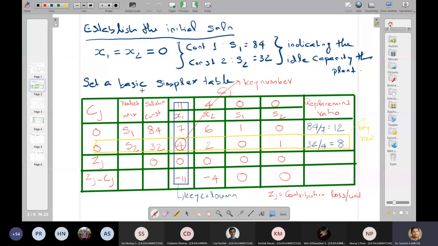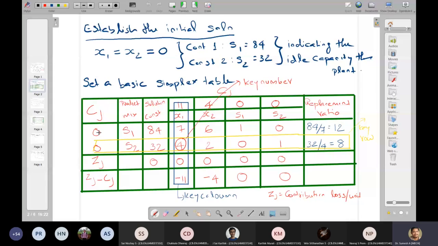the simplex table. Okay, the Cj values from the objective function are written. Your constraint values are written. The idle capacity is entered into the product mix column. Corresponding Cjs are entered. Next column is Zj. Zj is nothing but the Cj value multiplied by the corresponding row and column element, and then you add them together.